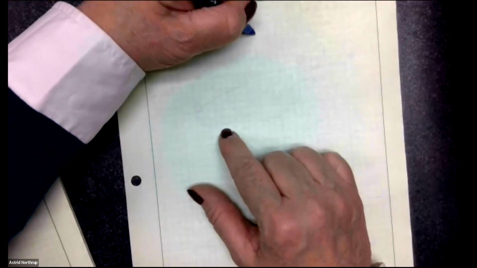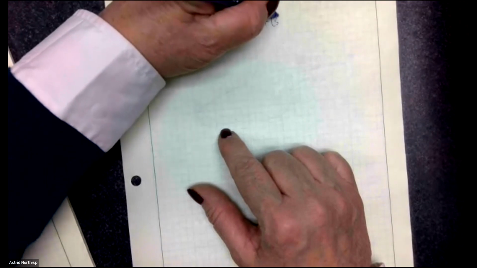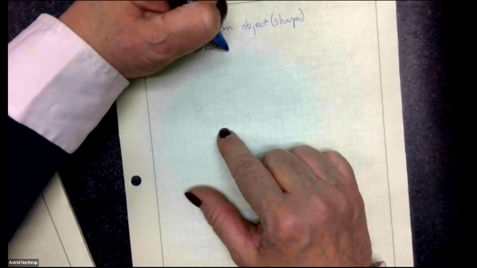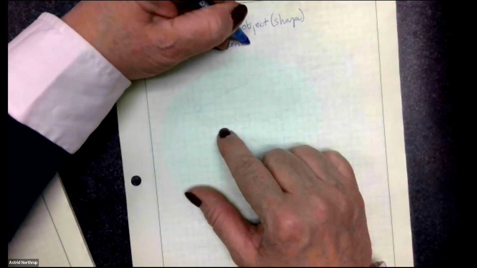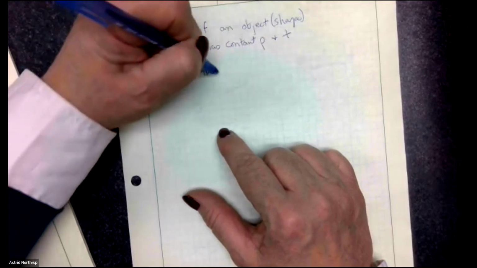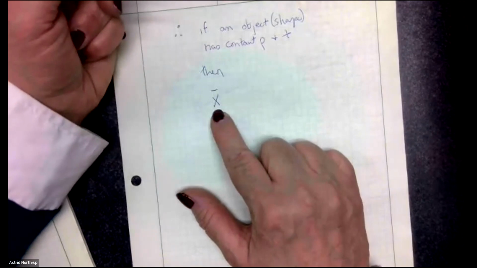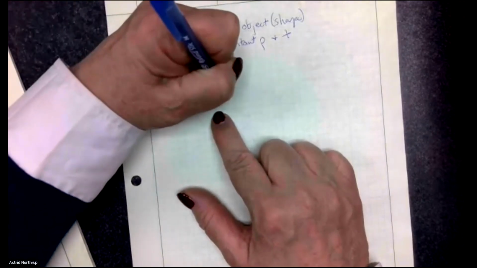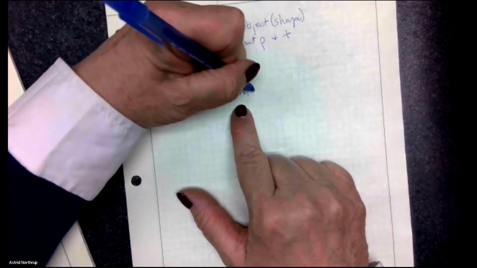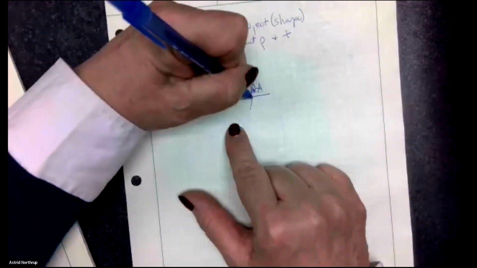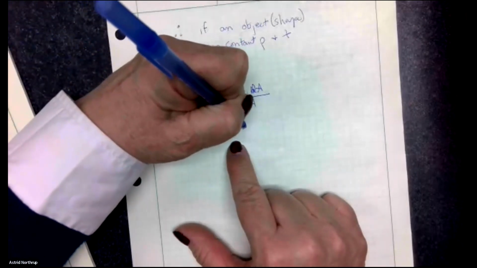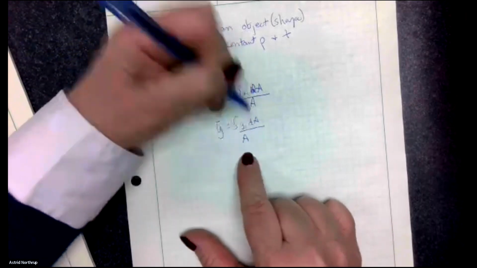What that means is, therefore, if an object or a shape has constant density and thickness, then x bar, which is the x coordinate of the centroid, is just equal to the integral of xi dA over the total area, and y bar is equal to the integral of yi dA over A.